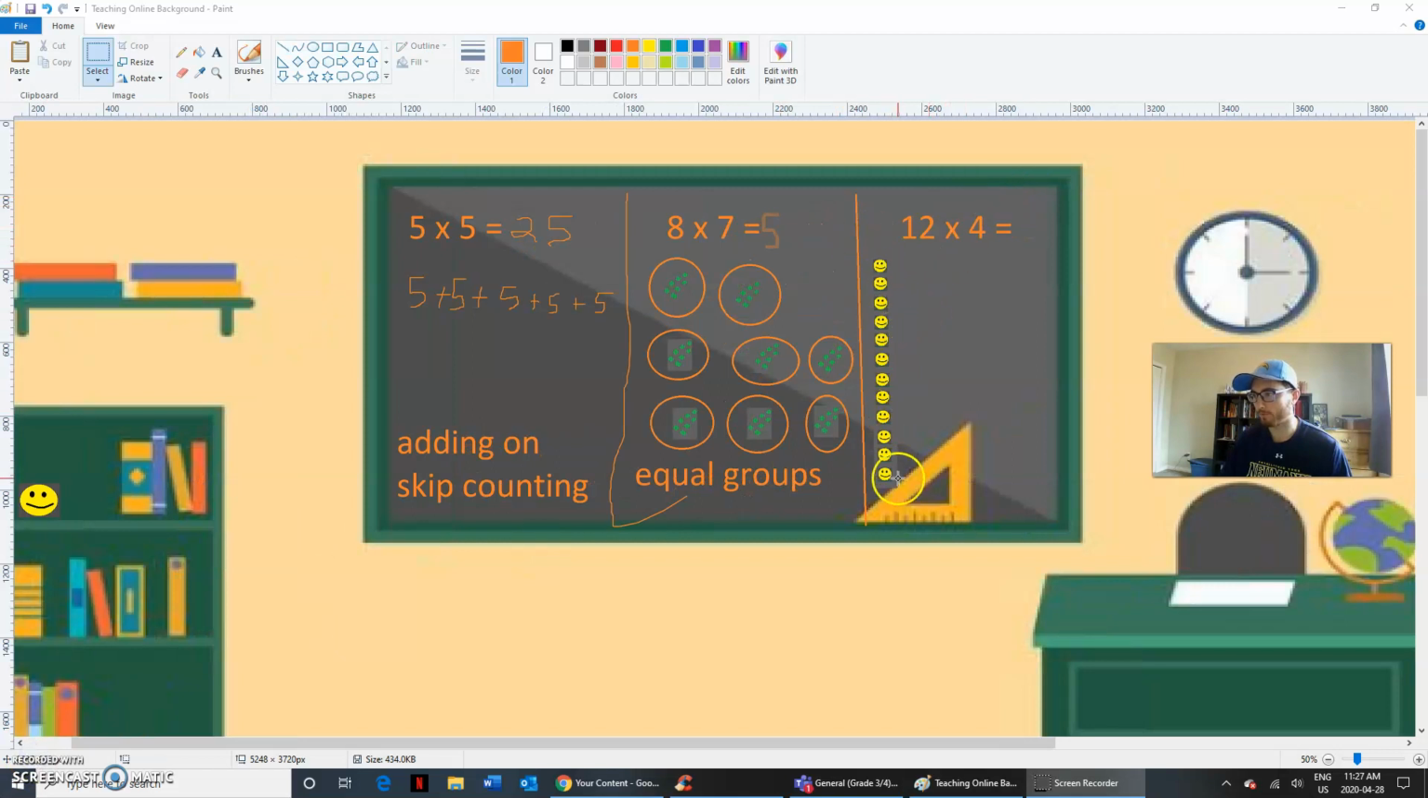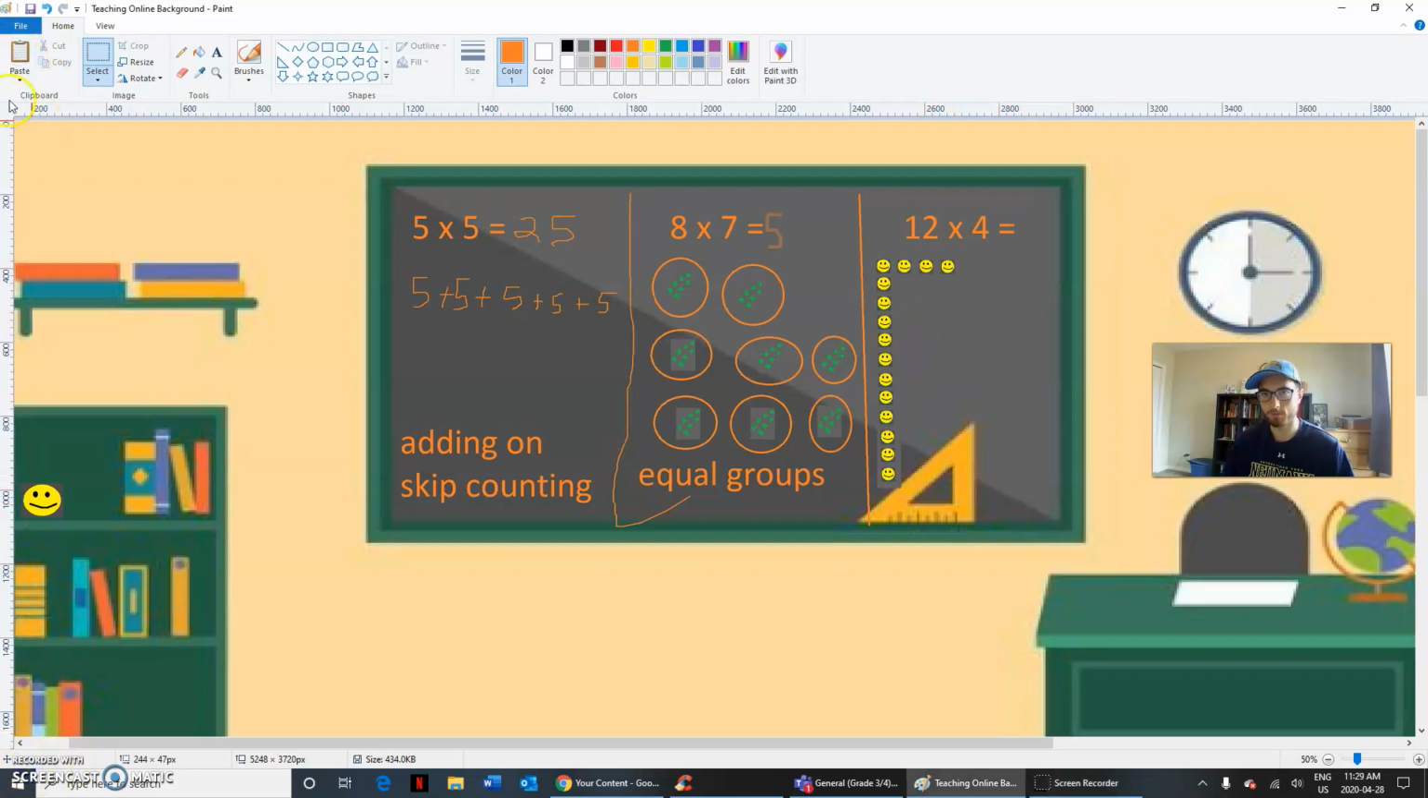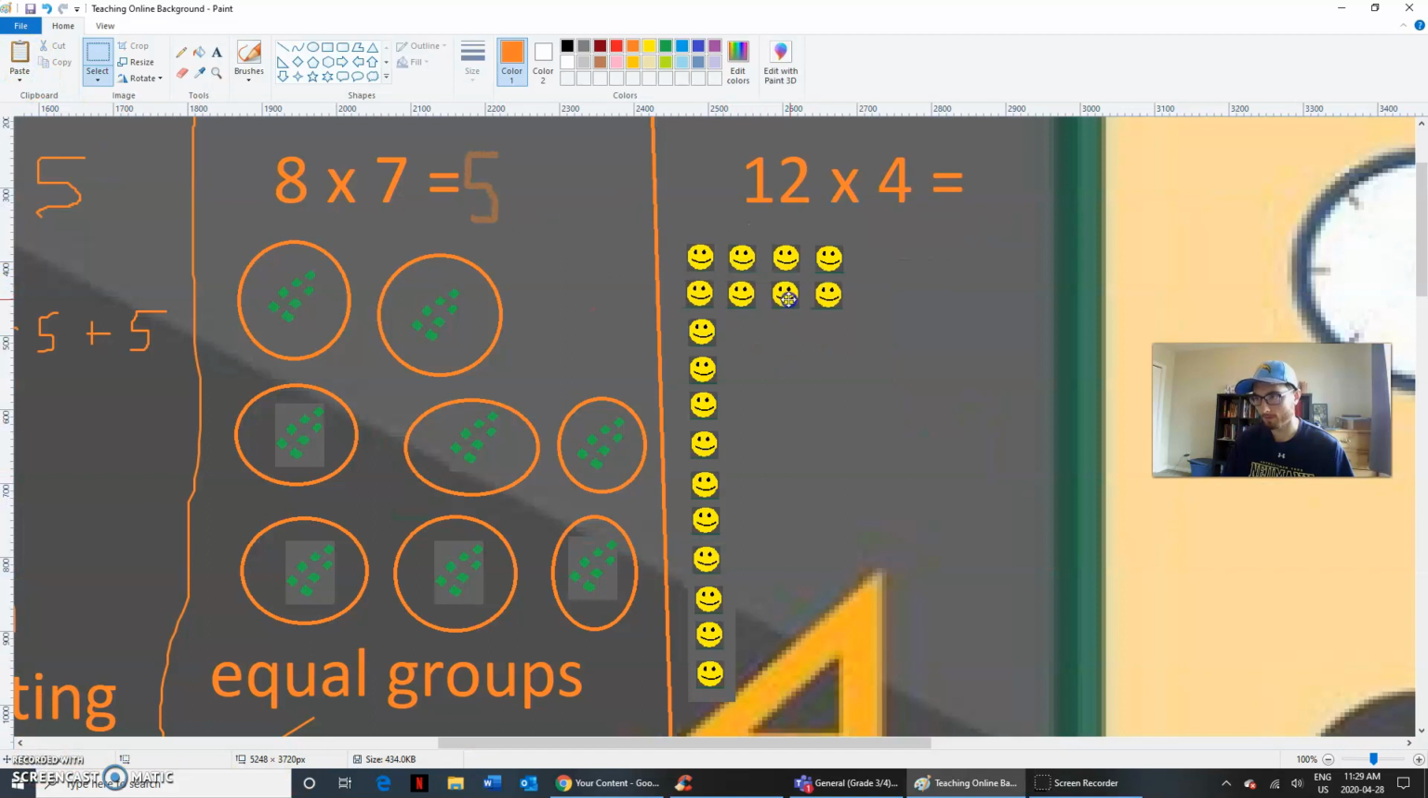And we have arrays. So for our last one, 12 times 4, we have 12 groups, and in each group we're going to have 4. So we have 4 in this row, another 4 in this row. We're going to have 12 rows, 12 groups, and each one's going to have 4 in it when we do an array.